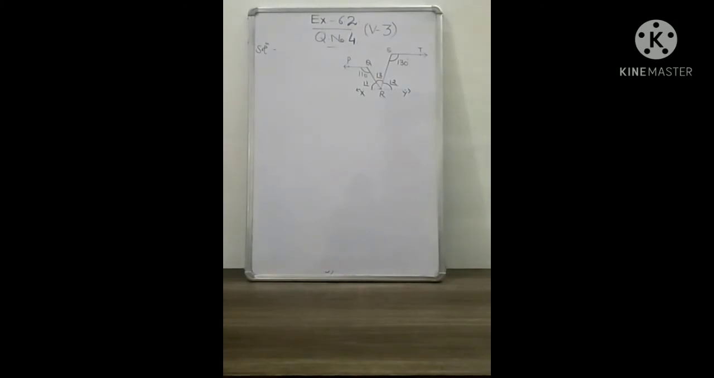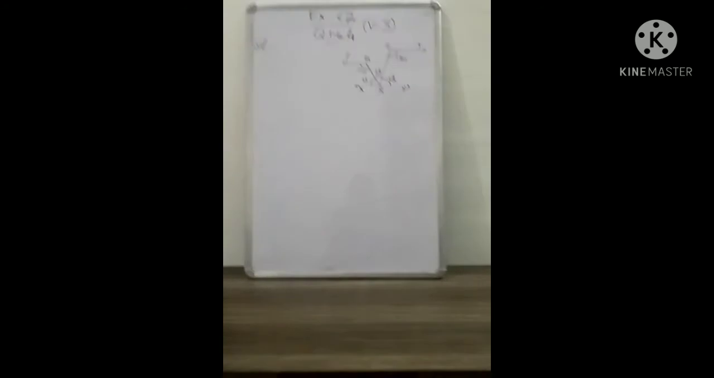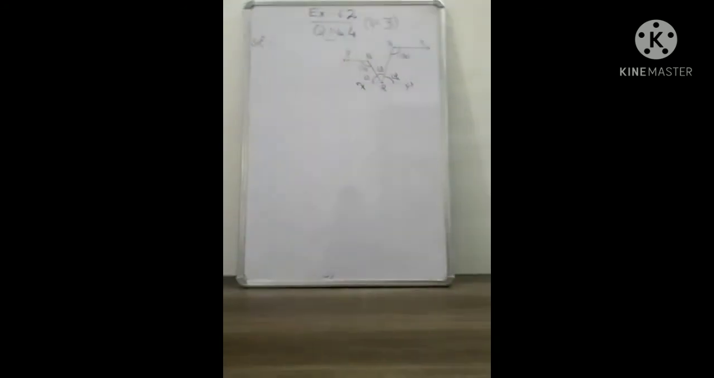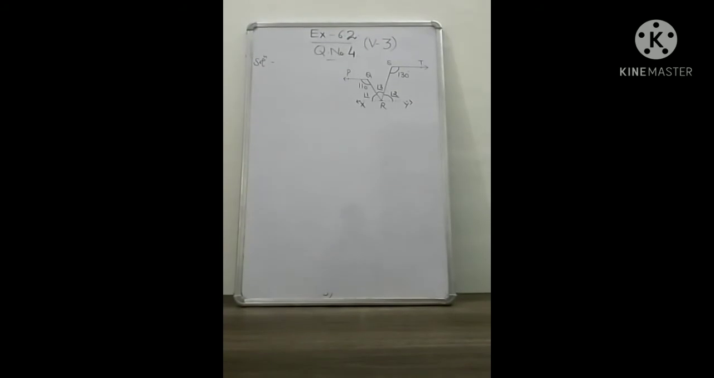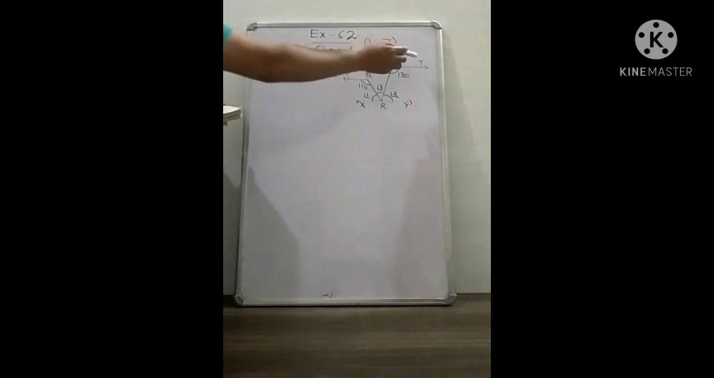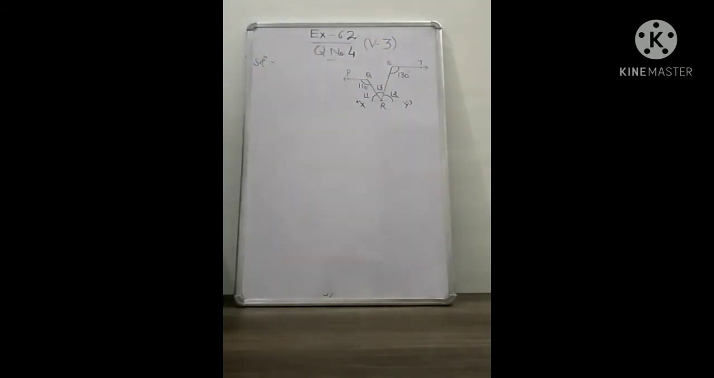Students, in our previous video we completed up to question number 3, and in this video we will start question number 4. So let us start the solution of this question. First of all, read the statement of this question. In this figure, line PQ is parallel to ST. Angle PQR is 110 and angle RST is 130. And we have to find angle QRS, meaning this angle 3 we have to find out.